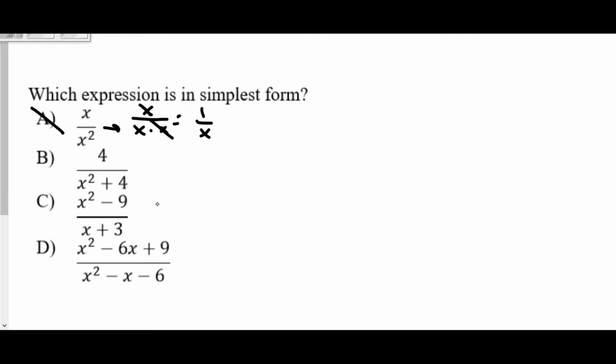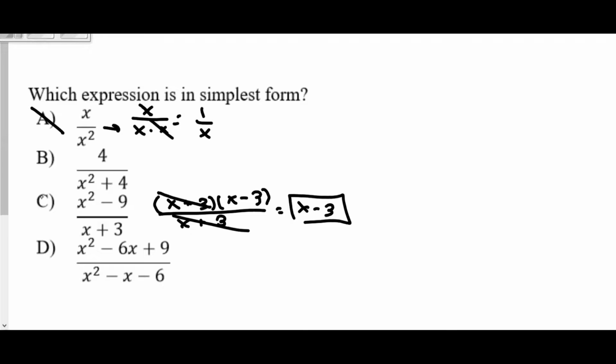X squared minus 9 can be factored. It's difference of two perfect squares, so it'll be x plus 3, x minus 3 over x plus 3. I have an x plus 3 on the top and an x plus 3 on the bottom, so that leaves me with x minus 3. Obviously, that can be simplified more, so that's not in simplest form.